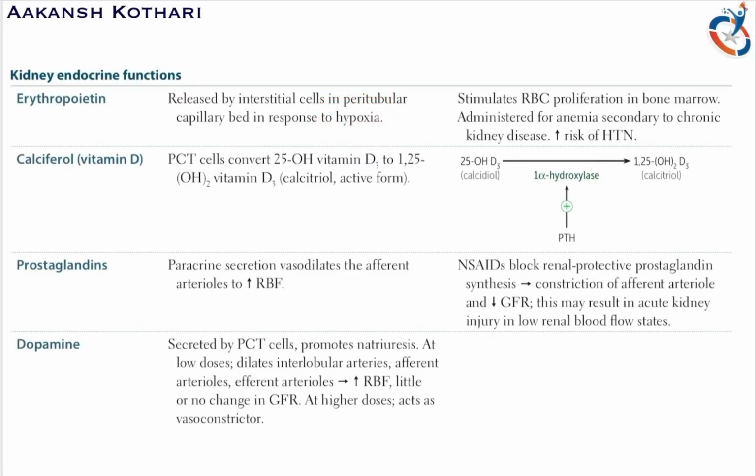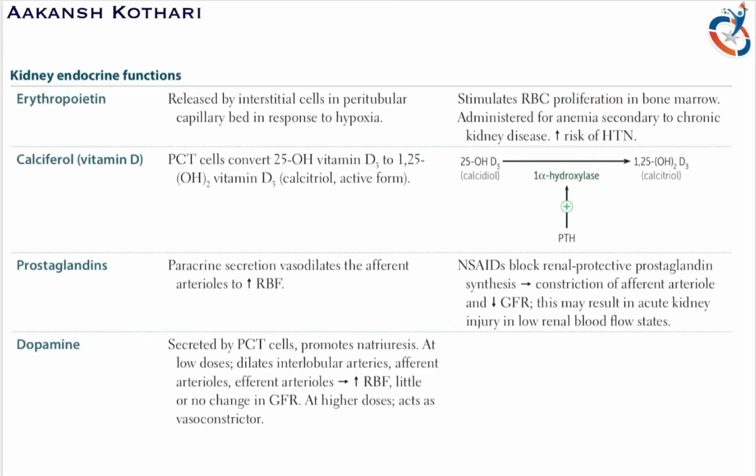Okay, so the primary reason for release of erythropoietin is hypoxia, and 80% of erythropoietin released in the body is by the kidney. Is it clear? Now, what does erythropoietin do? Erythropoietin stimulates red blood cell proliferation in the bone marrow. So, what does it do?